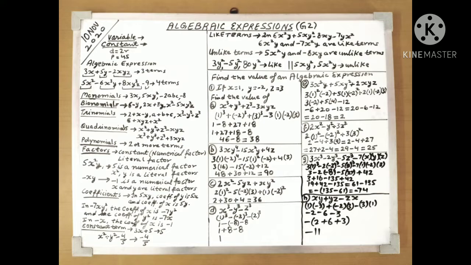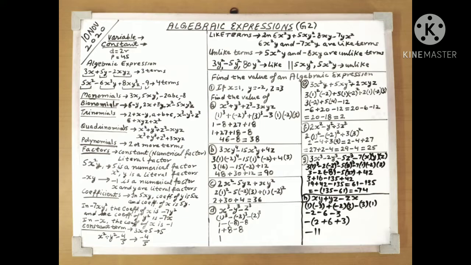Next we have what are like terms and what are unlike terms. The terms which have the same literal factors will be known as like terms or similar terms. This is very important. And the terms which are not having the same literal factors will be known as unlike or dissimilar terms, right? This is important actually because while doing the addition and subtraction, we have to take care that we can add and subtract only the like terms.